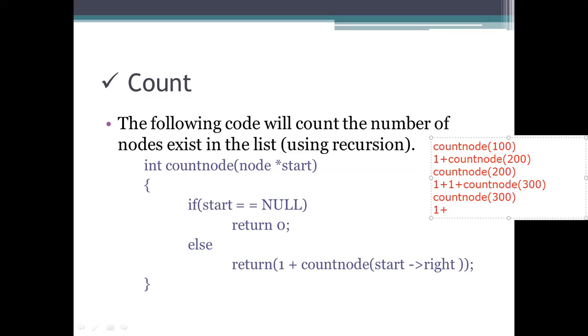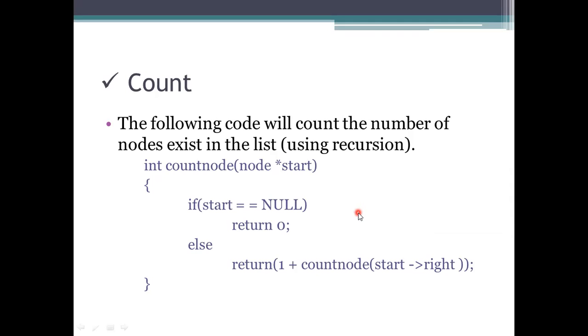One plus, again 1 plus count node of the start's right side, which is null. Now it is taken as 0. So the count is 3, and then it stops: 3 plus 0. Here we should start the processing. So in this representation we have seen recursion, where it keeps calling the count node.